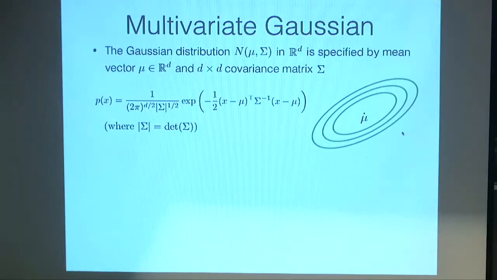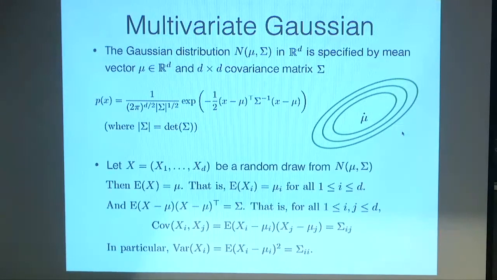But remember that just like in the univariate case, the expected value of the Gaussian is mu and the variance is sigma squared. Here we have the same property: if you have a vector x taken from this Gaussian distribution, then the expected value is equal to this mu that we specify, and the covariance structure is specified by this matrix sigma. In particular, the covariance between any two components is given by the components of the covariance matrix, and the variance of each component is given by the diagonal entries of the matrix.